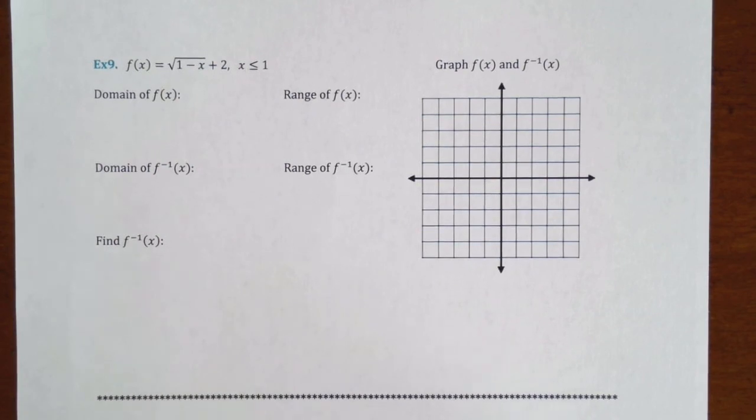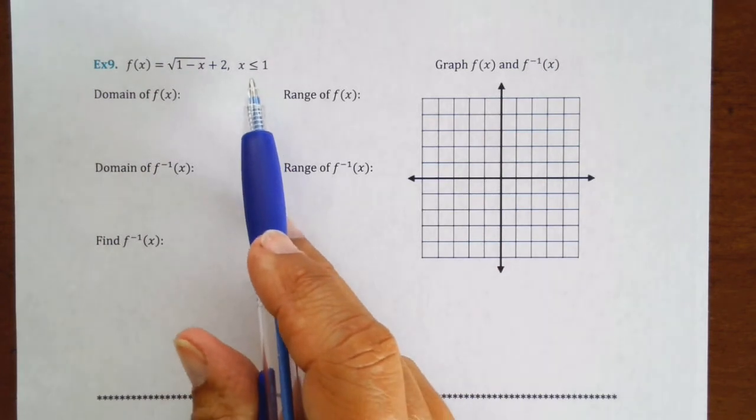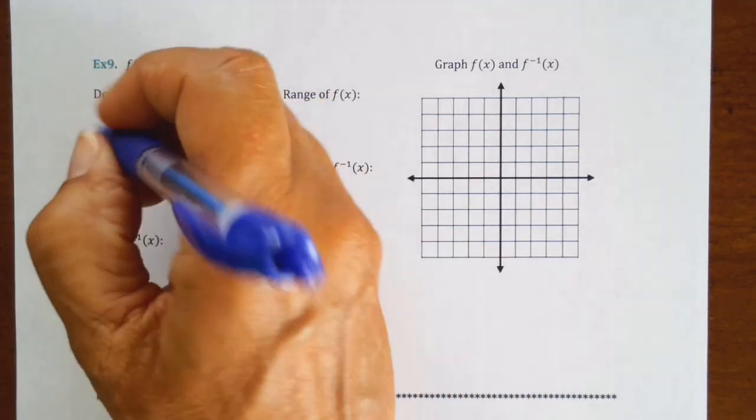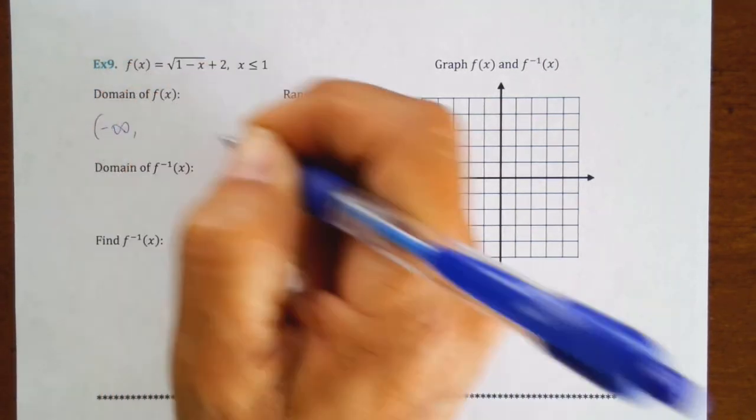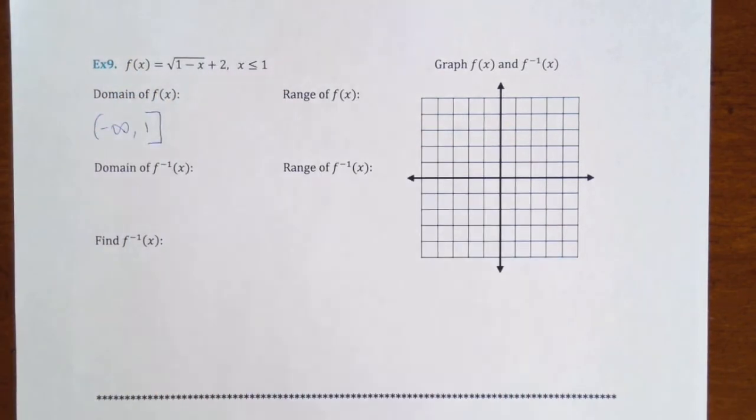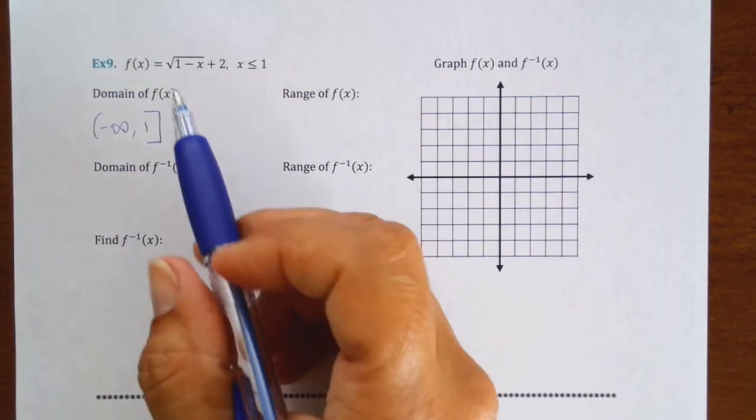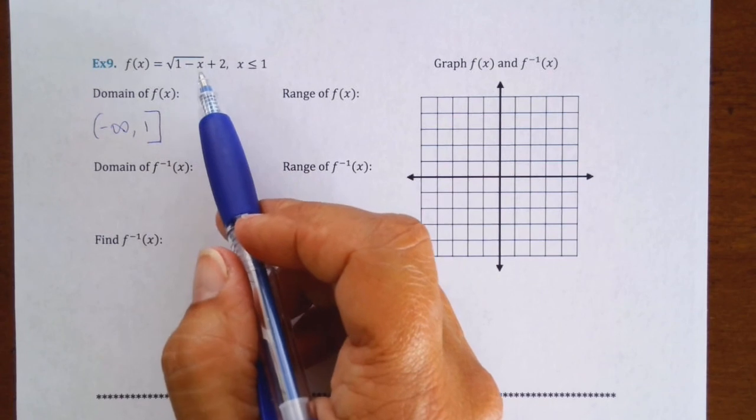All right, let's look at one more example of a radical with a restricted domain, okay? All right, so we have this domain, all numbers less than or equal to 1. So that means our domain is going to be from negative infinity to 1 like that, right? All right, so this is kind of an interesting graph.